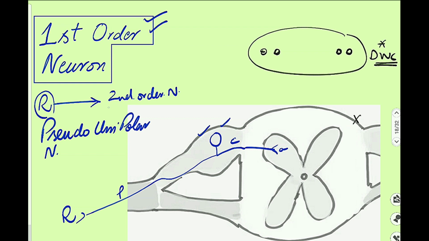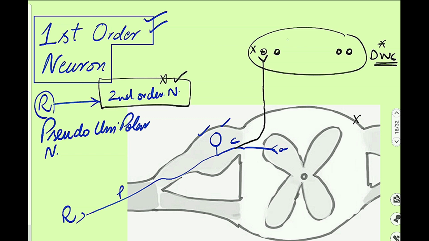And first order neuron destination is the second order neuron. It's the job of the first order neuron to find out the second order neuron and synapse with it. So, in case of the dorsal white column, the central process of the pseudounipolar neuron will not enter the gray matter. Instead, it will ascend in the dorsal white column. That's why its name is dorsal white column tract. It will ascend in the dorsal white column till the medulla, where it will find its second order neuron and synapse with it.